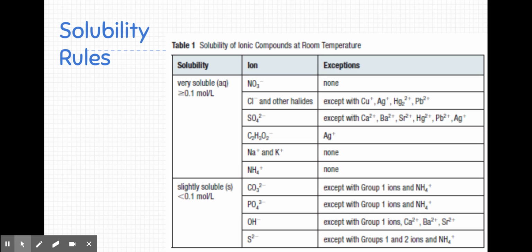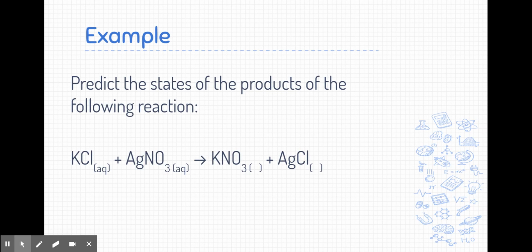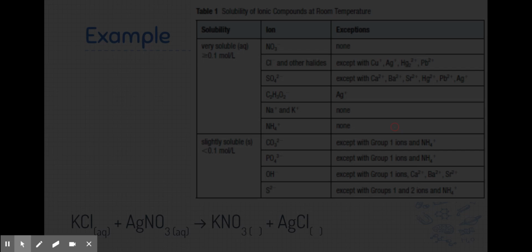Let's look at an example now and put this into practice. In this example, we will look at using the solubility rules in the context of a chemical reaction, which isn't the only way we can use them, but it's a common way we'll look at them in grade 11 chemistry. Here we have a double displacement reaction between potassium chloride and silver nitrate, with the products being potassium nitrate and silver chloride. Let's pull up the solubility rules and determine the states of these two products.